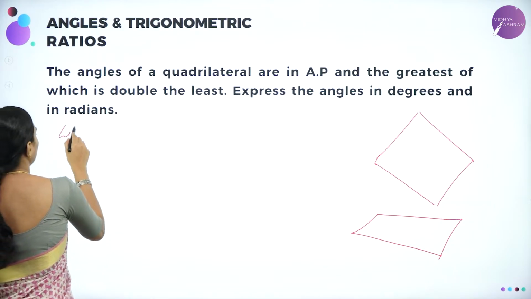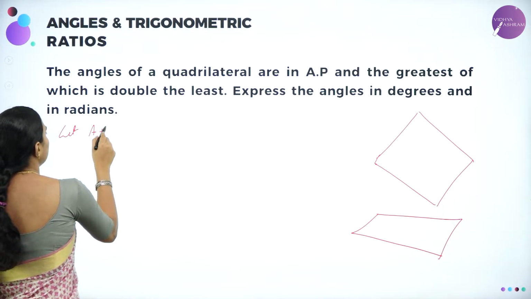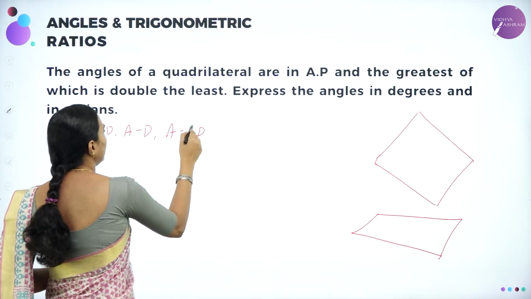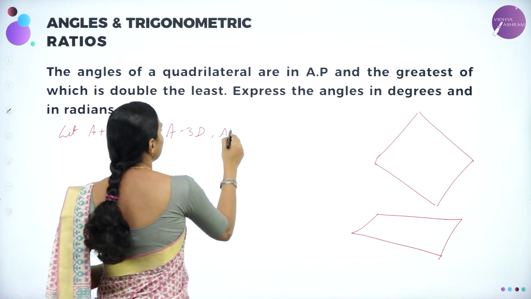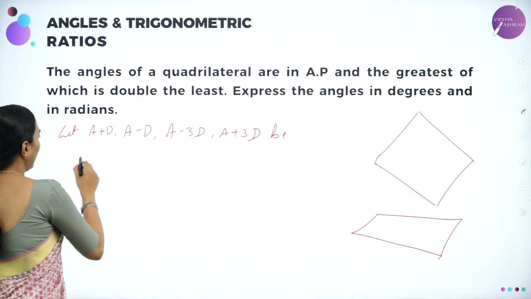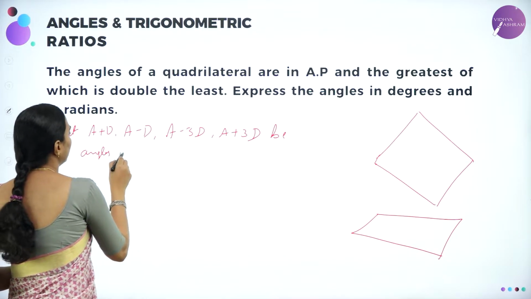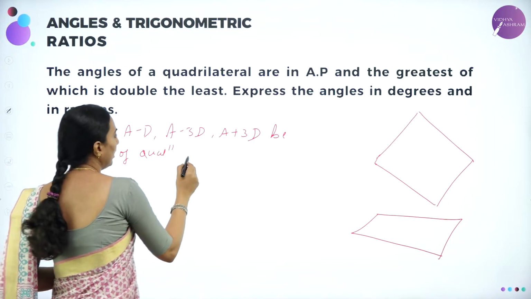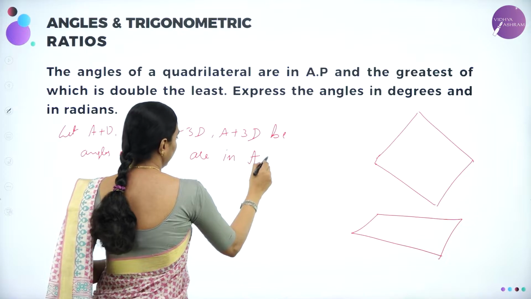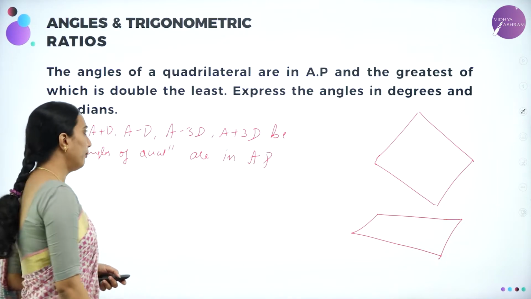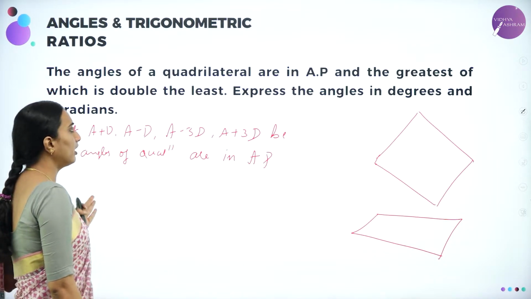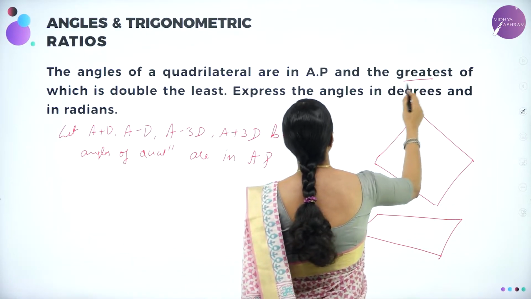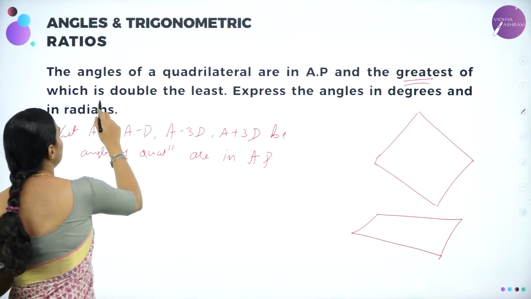Let A plus D, A minus D, A minus 3D and A plus 3D be the angles of the quadrilateral which are in AP, right? They have given the angles of a quadrilateral are in AP and the greatest of which is double the least.